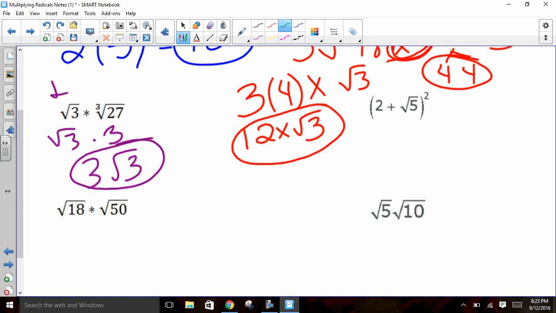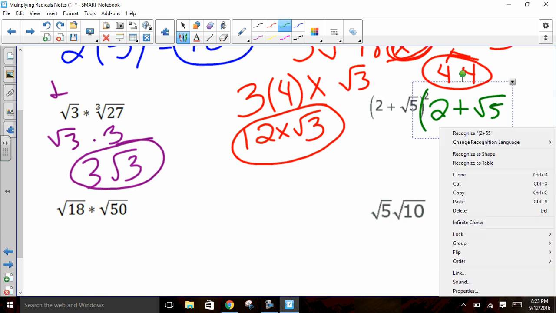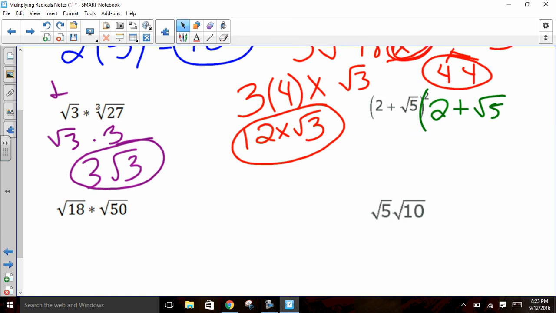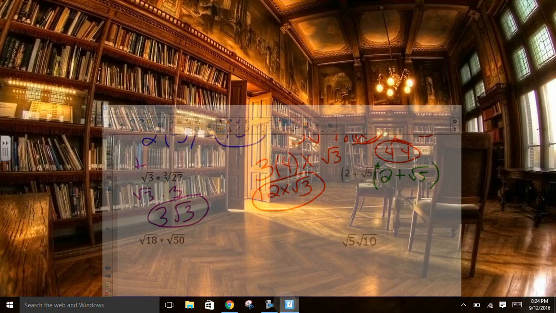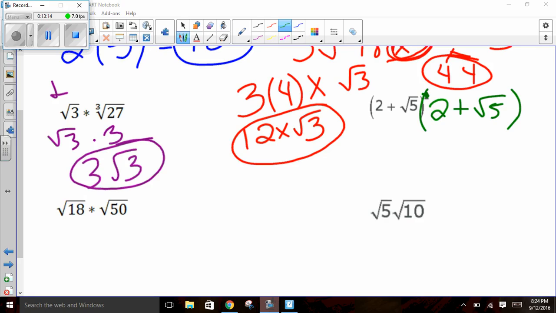I want you to do the next one. I'll help you get it started. 2 plus square root of 5 is the same thing as saying 2 plus square root of 5 times 2 plus square root of 5. Let me go back. Okay, so I can pretend that square term doesn't exist as long as I can multiply those together. So, hint, hint, we're going to FOIL. So, pause it up, go ahead and FOIL.